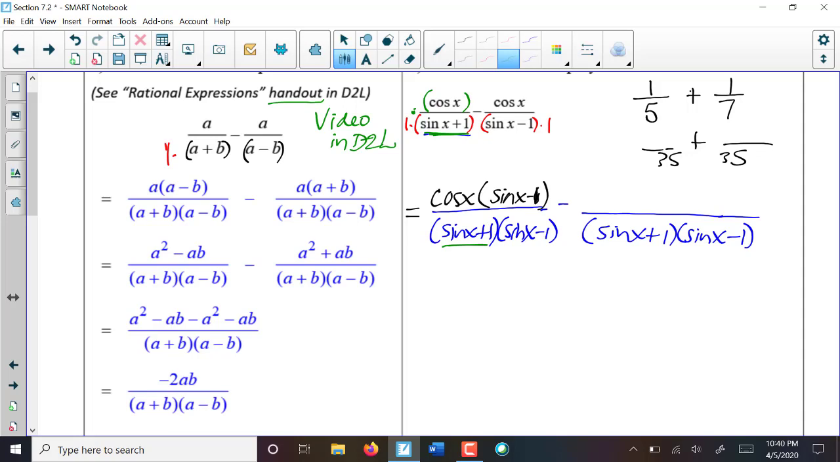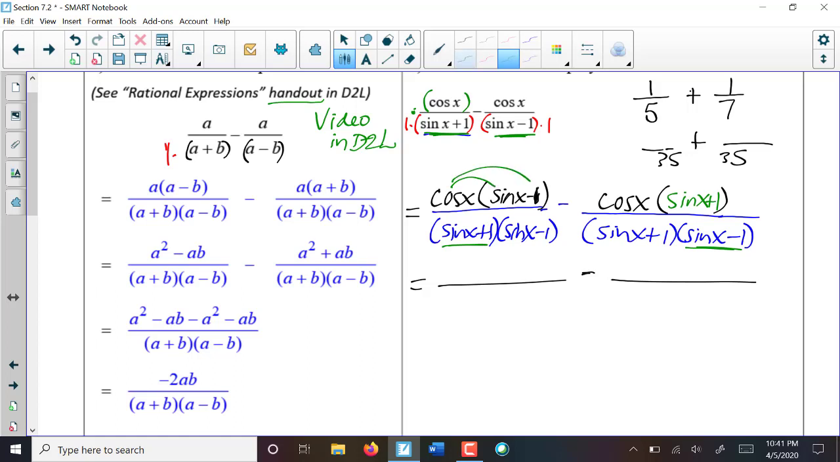Okay. Here, my numerator is cosine x. So I have to multiply it by my missing factor. I have sine x minus 1. I'm missing the factor of sine x plus 1. So that's what I'm multiplying top and bottom by. All right, you must multiply the numerators. You do not want them factored because you can't combine them into 1. So I'm going to go ahead and multiply the numerators, distribute.